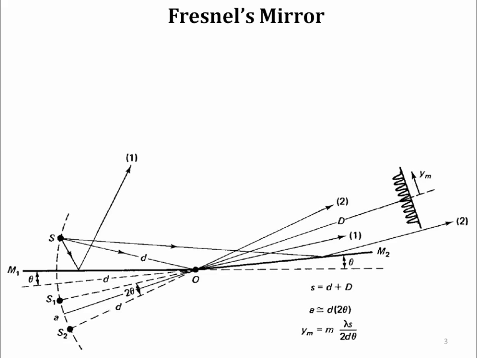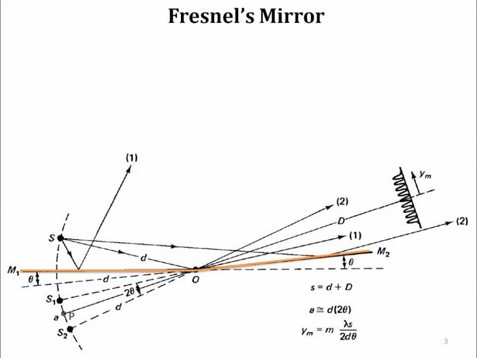Fine. Okay, now let's talk about another arrangement for seeing an interference pattern, and that is Fresnel mirror. So Fresnel mirror is also a very simple arrangement. Actually, it is an arrangement of two mirrors, say M1 and M2, which are kept at a very small angle with respect to each other, say theta. So in Lloyd's mirror we have one single mirror, and here we have two mirrors which are inclined at some small angle theta with respect to each other. So this is the first mirror, and this one is the second mirror M2, and both are at some angle theta.